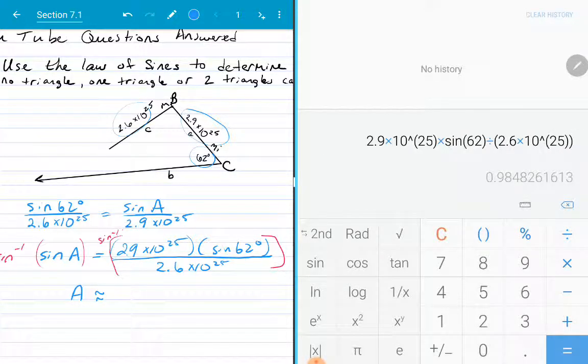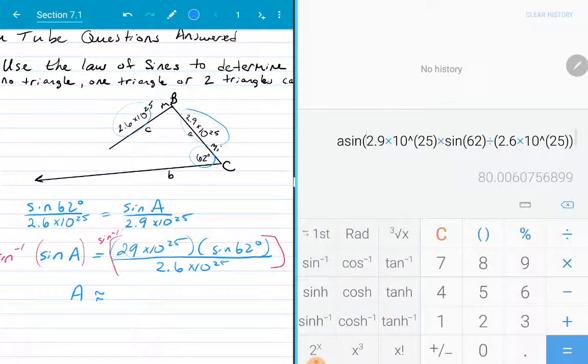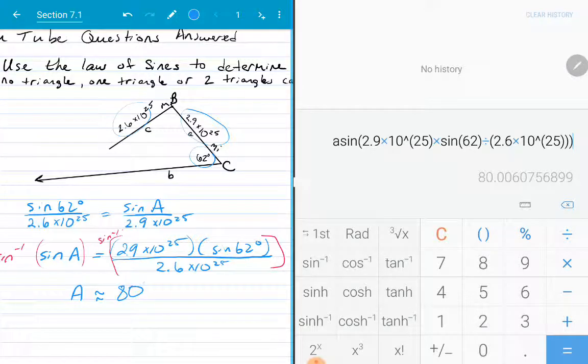And I get that, I'm sorry, that's sine of A. I need to get sine inverse of that. So I'm going to stick a sine inverse in front of all this. And close that parentheses, and then I get 80. So my A could be 80 degrees is one possible solution. Okay, I'll round to the nearest tenths.